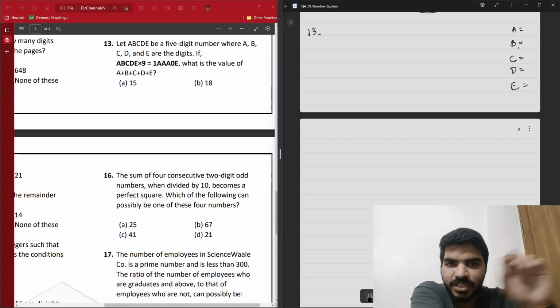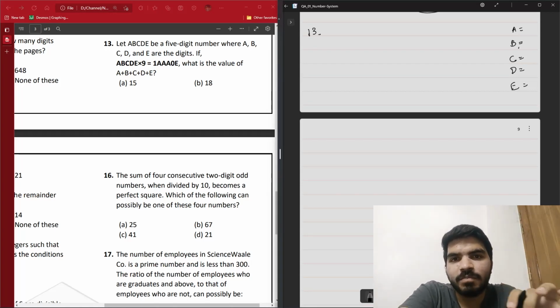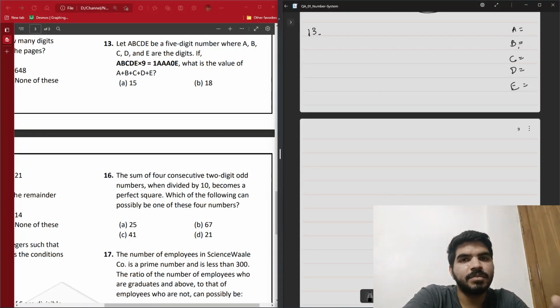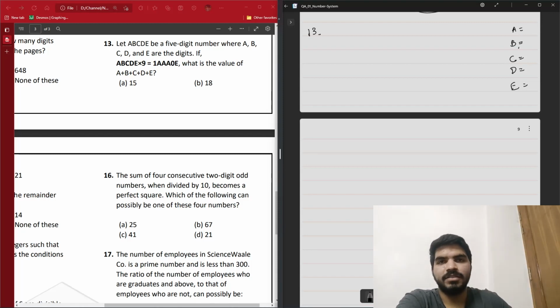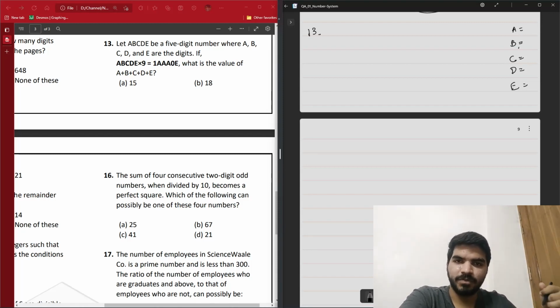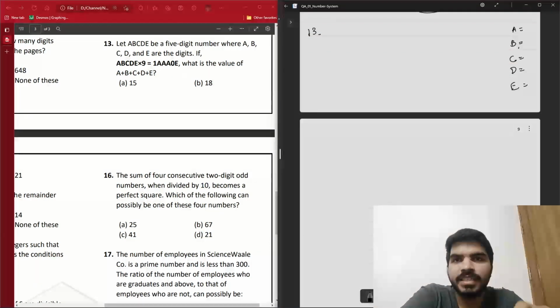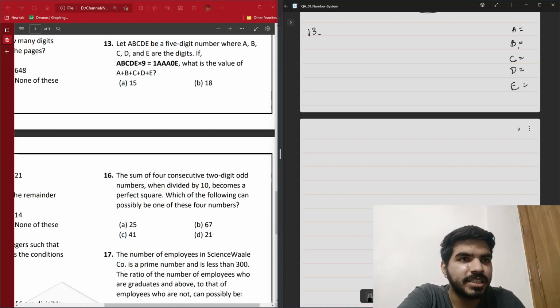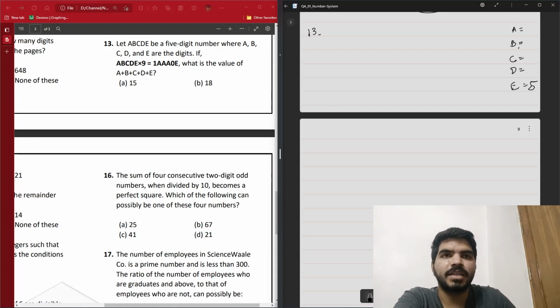If you know the multiplication table of 9, which number multiplied by 9 gives the same ones place as the number itself? Only 5. 5 into 9 is 45, and the ones place is 5 only. For 6 it will be 4, for 4 it will be 6. The reverse thing happens everywhere. For 1 it will be 9, for 9 it will be 1, for 2 it will be 8, for 8 it will be 2. So in ABCDE, you have the fifth position, the ones position as E, and the same in the answer. Definitely this part is 5. No other number can take this place.